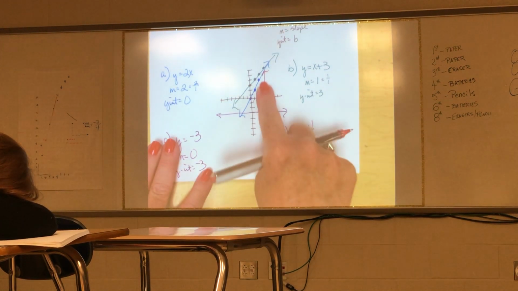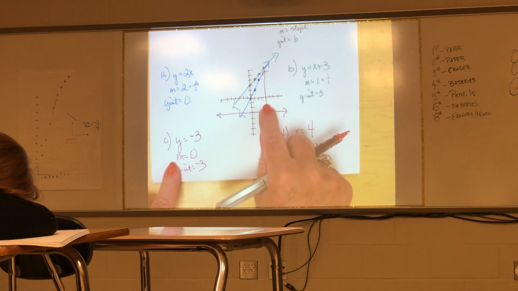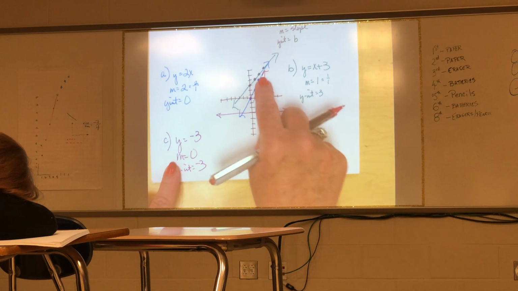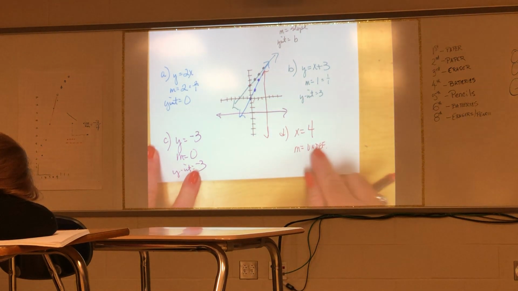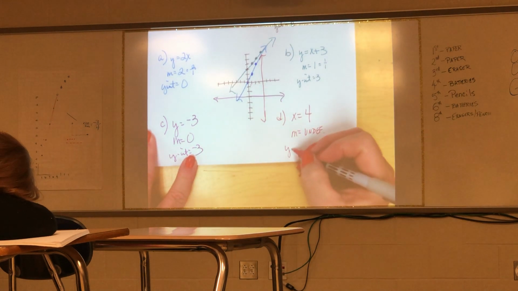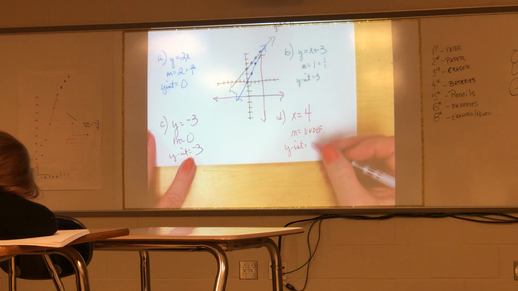Okay, look at this line right here, y'all. You could say his rise was anything. It could be 4 or it could be 400. But what's his run? 0. Nothing. So anything over 0 is an undefined slope. What about my y-intercept? There isn't one. Very good. Since there's not one, can I put 0 here?